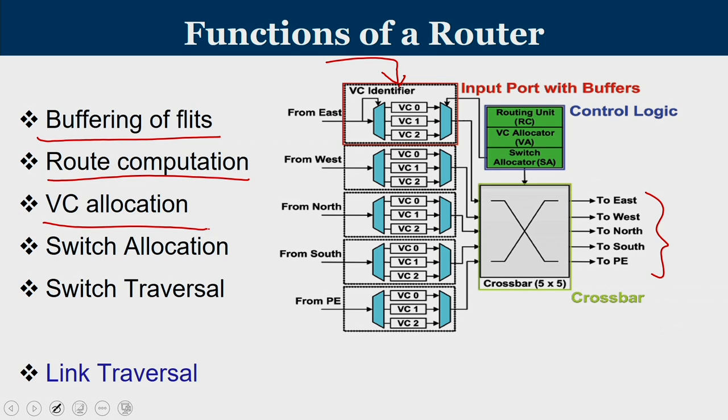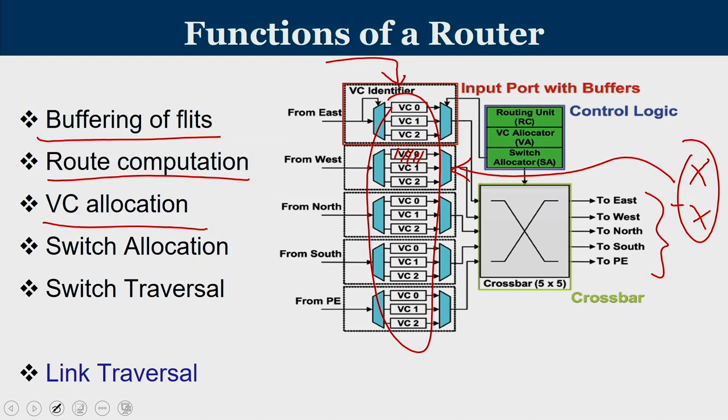Next operation is called virtual channel allocation. We know that a packet upon reaching a router is first placed inside these buffers known as virtual channels. Similarly, if a packet that is residing in one of the virtual channels, after performing the routing, needs to reserve a buffer in its downstream router. So the downstream router is here. From the downstream router, I need to get a feedback mechanism by which I will know which of the virtual channels is free.